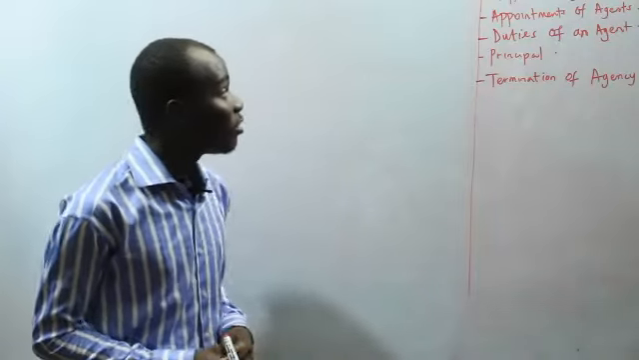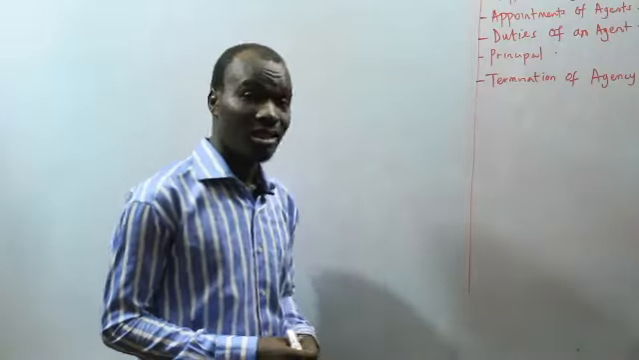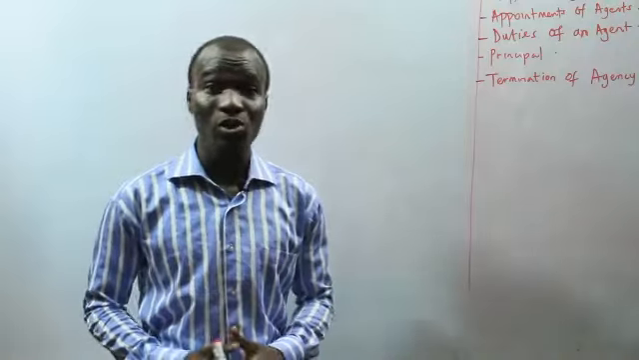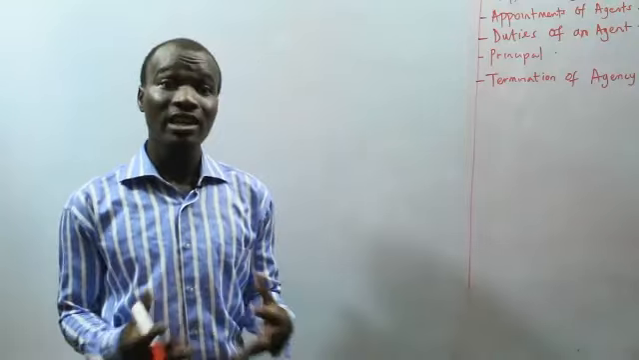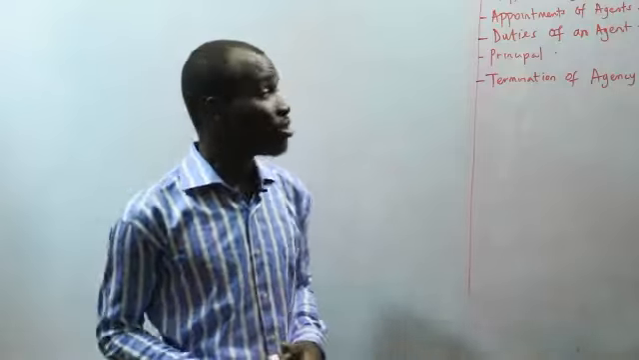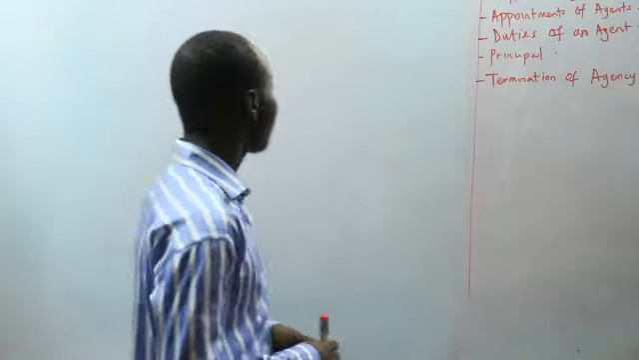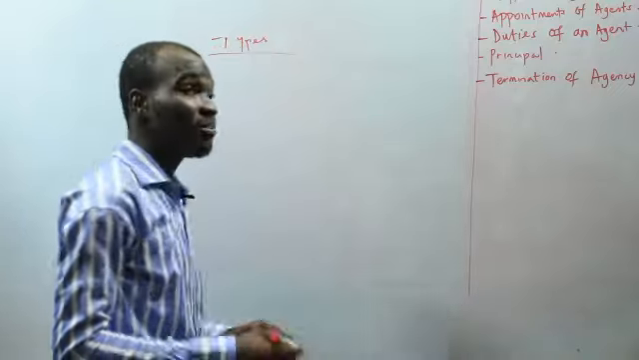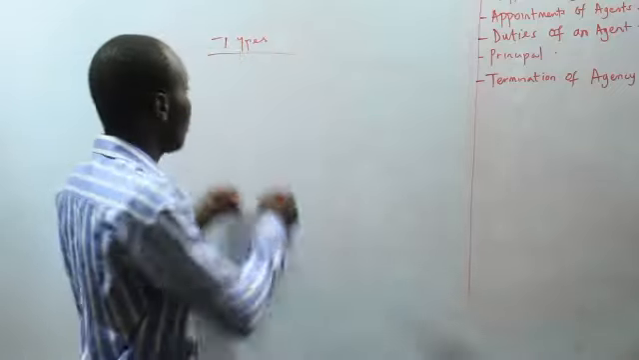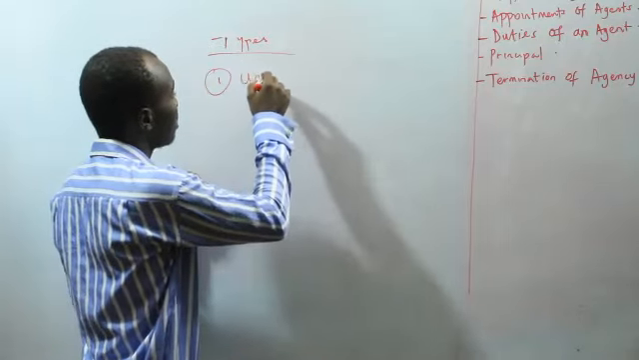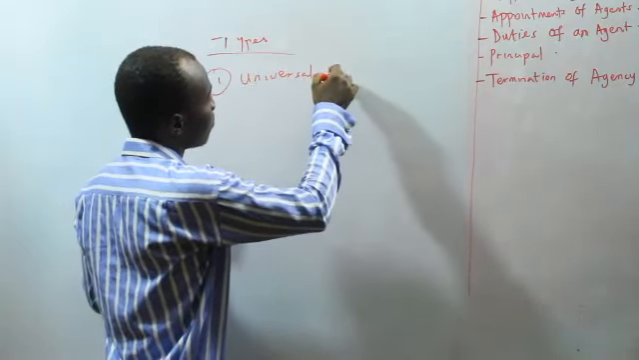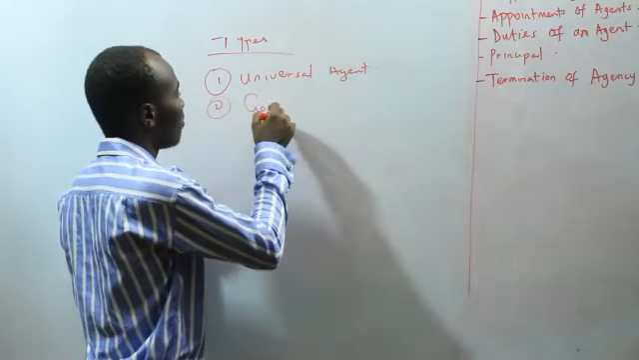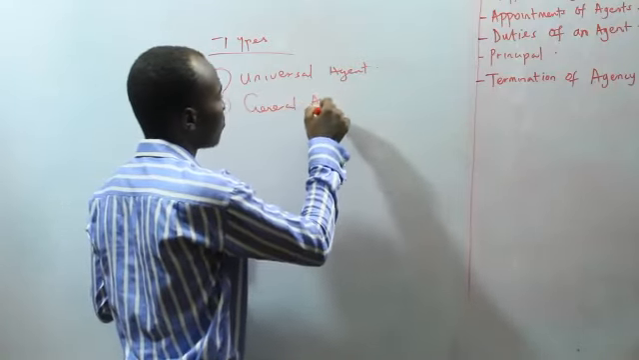Now the next thing is that we are going to look at types of agents. Generally, we have different types of agents. We said earlier that we have two parties to agency: the agent and the principal. So let's look at the types of agents being appointed by the principal. We have the universal agents. We have the general agents.